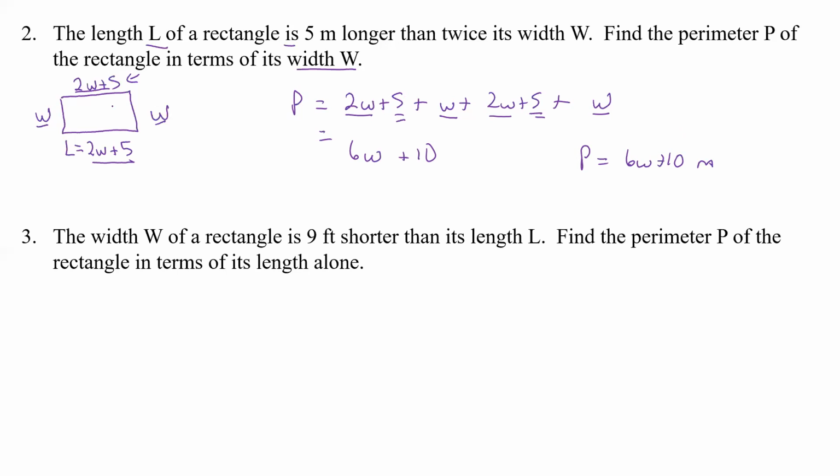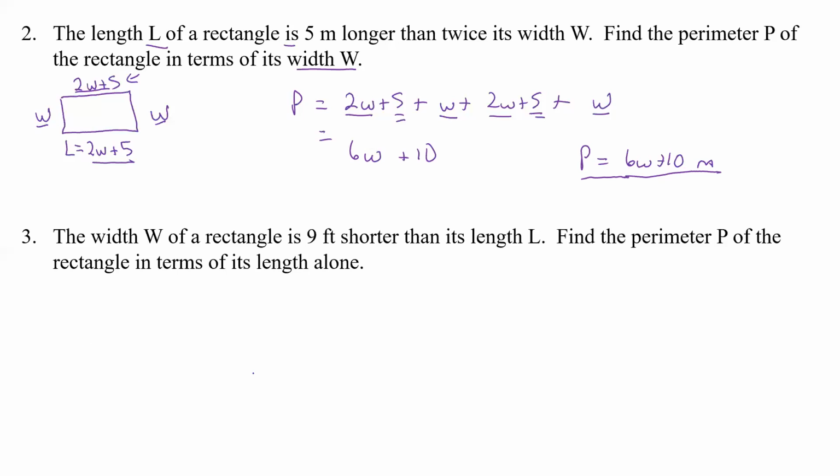And so the perimeter of the rectangle in terms of its width is 6W plus 10 meters. Now, if we wanted to write it all out, we'd say P equals 6W plus 10 meters, okay? Or if we just wanted the expression without even the meters, then we just have 6W plus 10. All right, what about the next one?